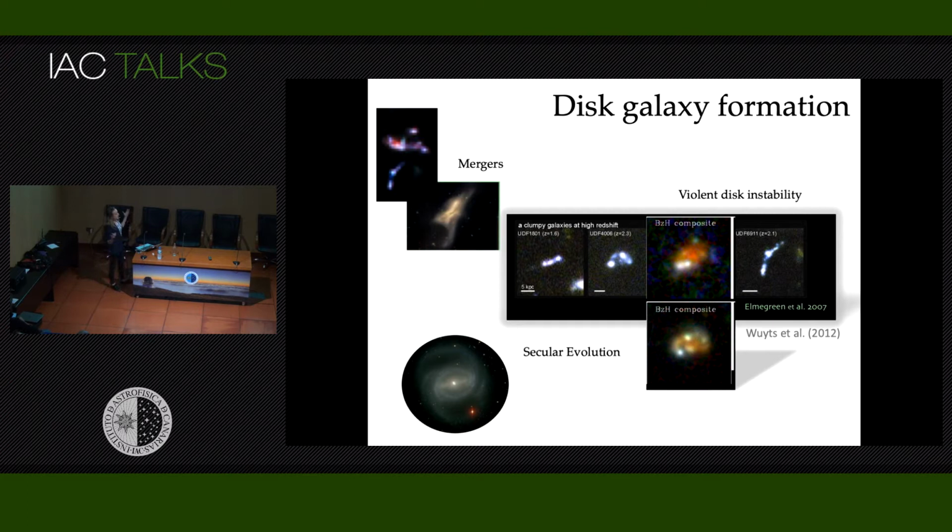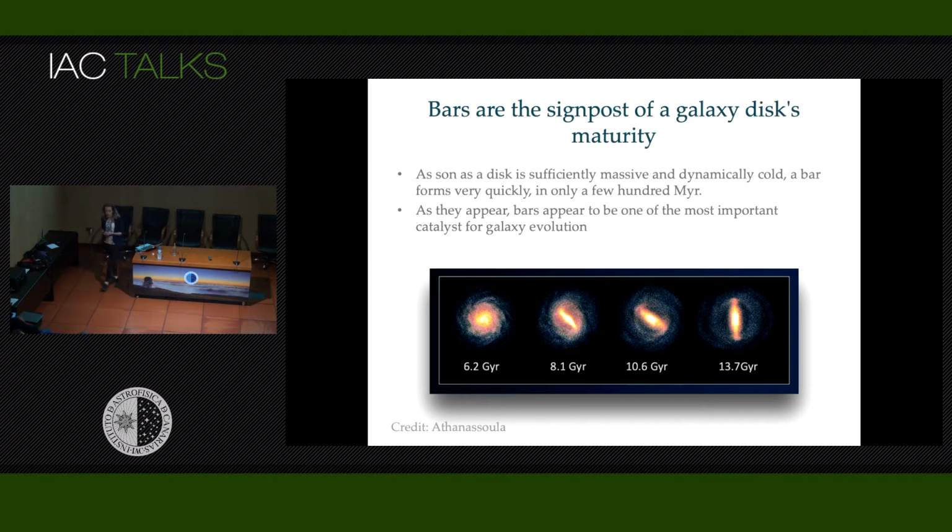And then after a while, the gas accretion starts to lower down. Then a massive, dynamically cold disk can form. And when it forms, it can evolve mostly due to internal processes. So when a disk is massive enough and dynamically cold, bars appear very quickly. It's very easy for this instability to happen. And gas is believed to be one of the most important catalysts for this further evolution of the disk, for these morphological transformations since the epoch where gas accretion started to be so common.